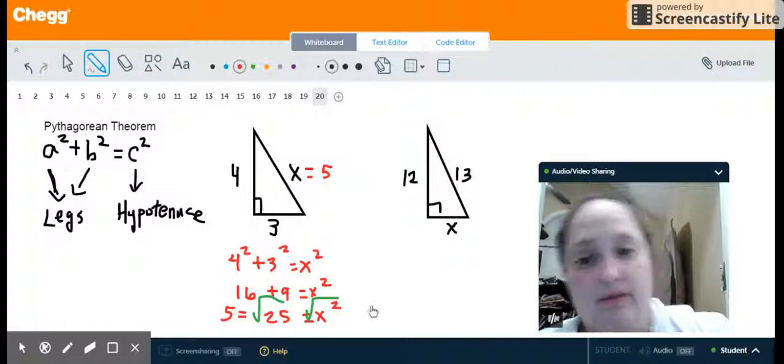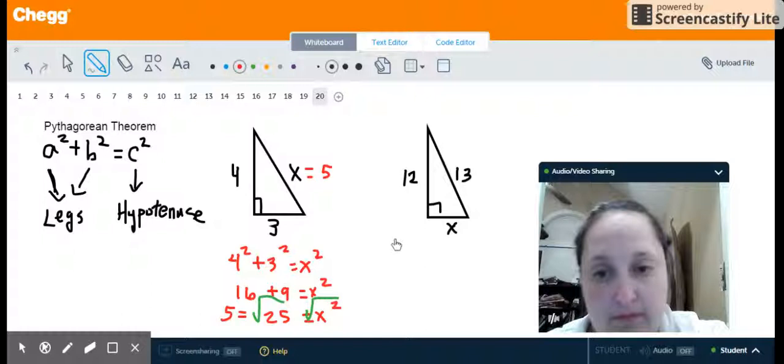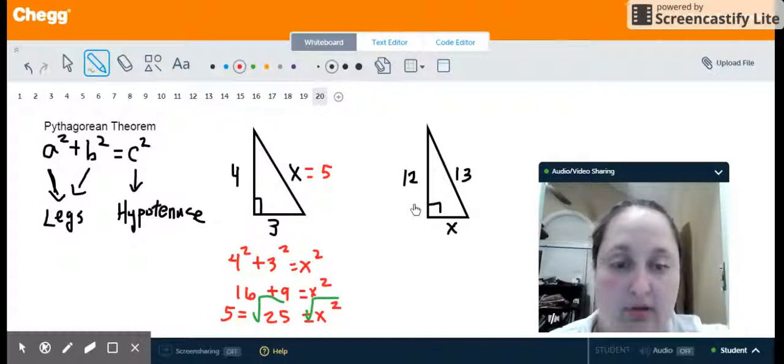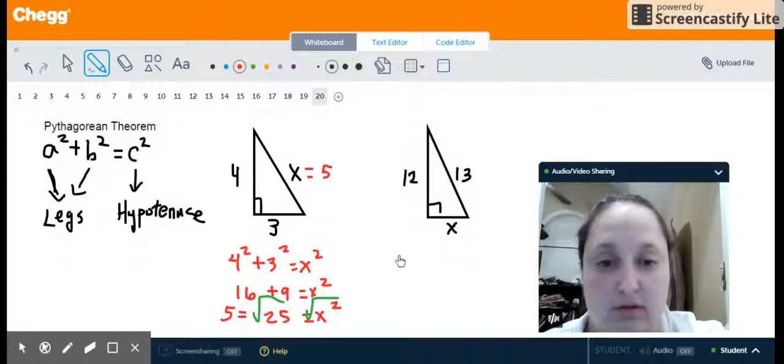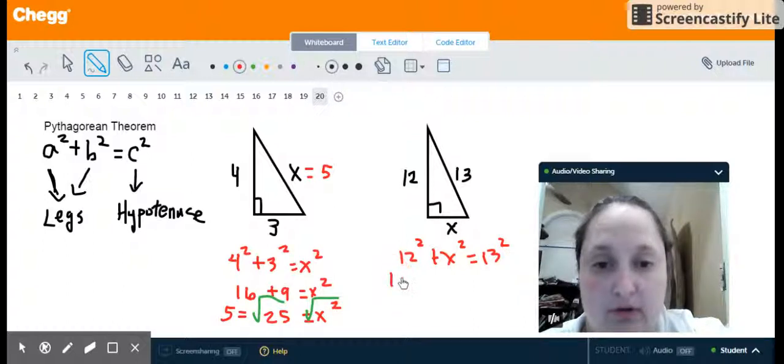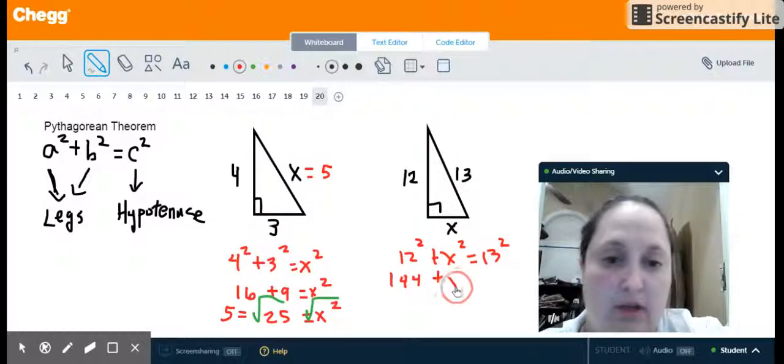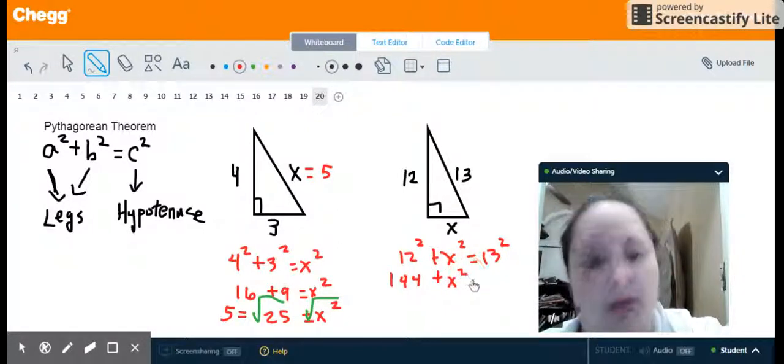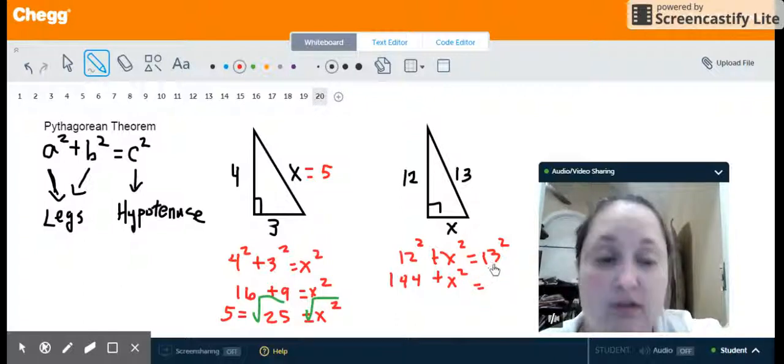Okay, so what happens if we have a leg missing? Well, we have 12 is either A or B, and x is either A or B. Like I said on the last problem, it doesn't matter because they're both legs. We have 12 squared plus x squared. Notice how it's in a different location this time. Equals 13 squared. Okay, 12 squared is 144. Feel free to use your calculator if you need to. I truly recommend that you know the perfect squares all the way up until 15. They are the most commonly used perfect squares. So therefore, you should know 13 squared is 169.